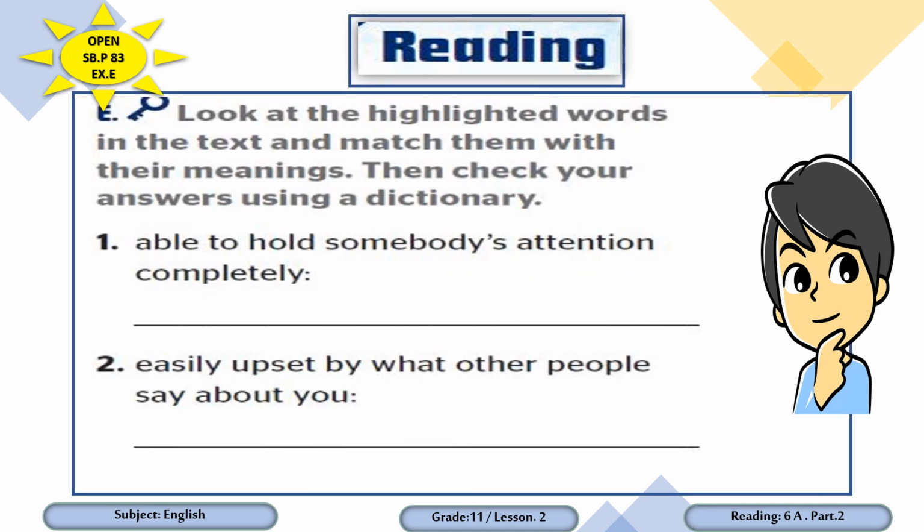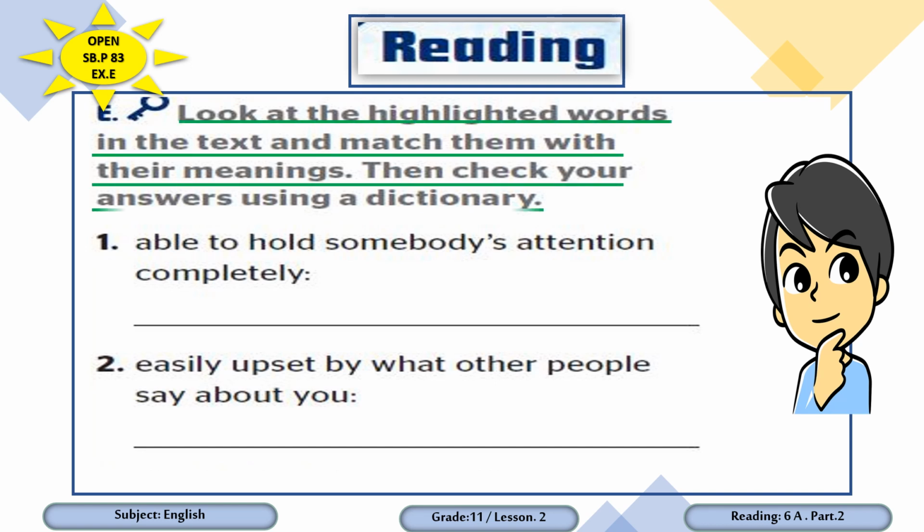Dear students, as we have just mentioned, what you simply need to do is read the meanings well, then find the suitable word from the five highlighted words from the text that matches the meaning. So, 1. Able to hold someone's attention completely. 2. Easily upset by what other people say about you. Please pause the video for some time, get your answer ready. After that, play the video again in order to check your answers.